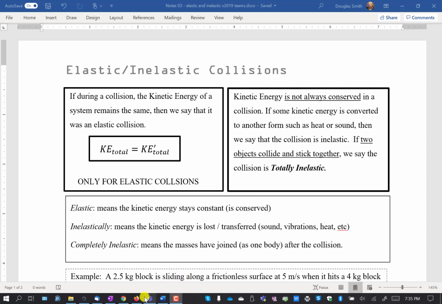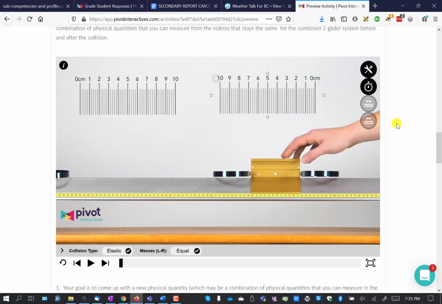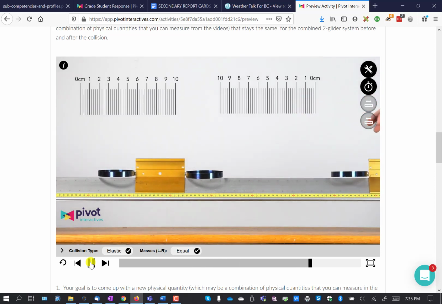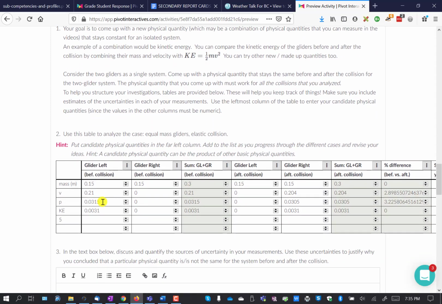And if we go back to the carts PhET interactive activity we did a couple weeks ago, we can see this. So there's this video here. It says right here it's elastic, and you watch, we have one cart move into the other. And when we analyze that data, the momentum of the left before is 0.315, so the total is 0.315. And then afterwards, there's a little bit lost, but essentially the total momentum stays the same. It's a little bit different, like a 3% difference.